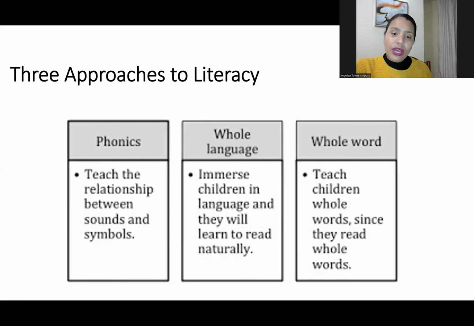So how do we do that? What is the approach to literacy that we use? Well, number one, it's good to know what are the different approaches out there. One approach is phonics, which is teaching the relationship between sounds and letters. The other is whole language, which is just giving children lots and lots of experience of reading, and then they pick up the language skills of reading naturally. And the third approach is whole word, where you teach children to read whole words at a time, for them to usually memorize.